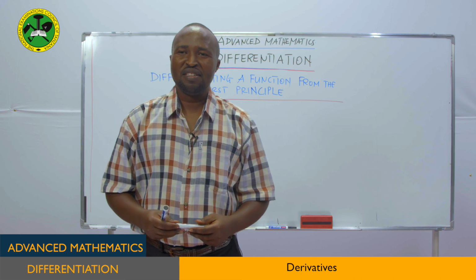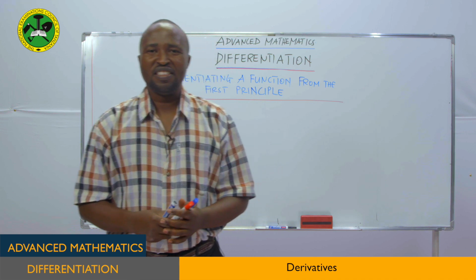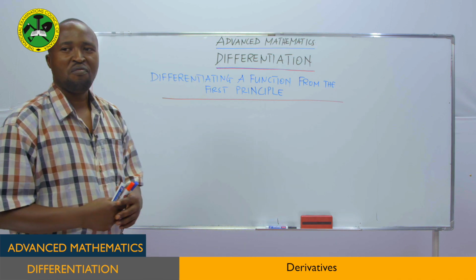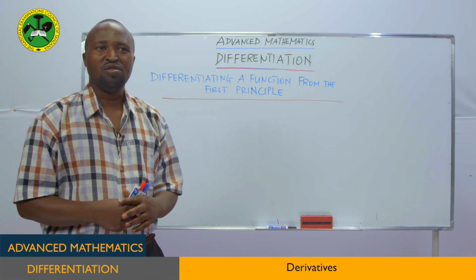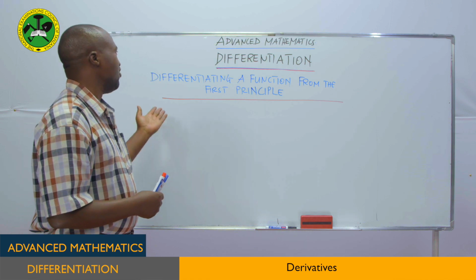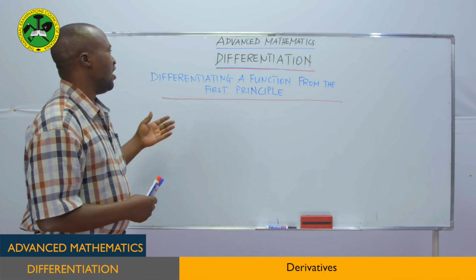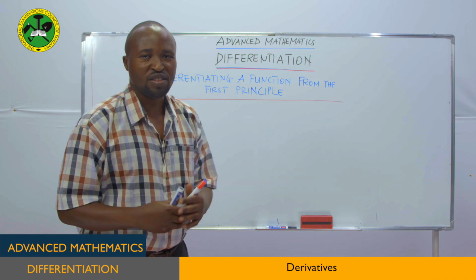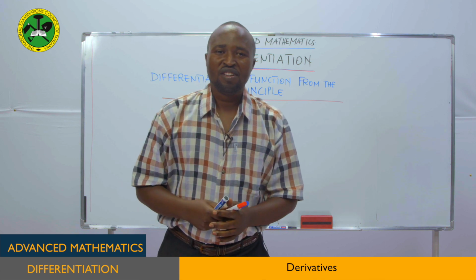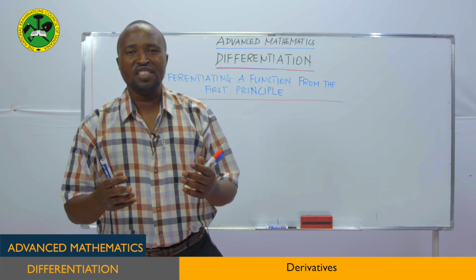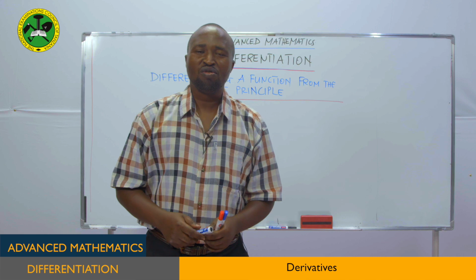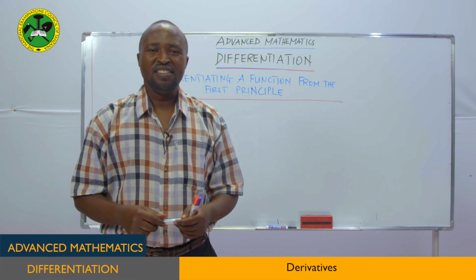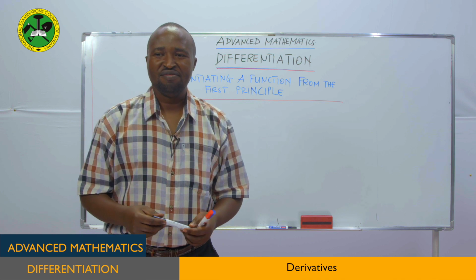I'm teaching advanced mathematics. This is part of a presentation with the topic of differentiation. In differentiation, we are going to see how to find the derivative of a function from the first principle. The first step, we are going to derive the general formula to find the derivative of a function from first principle, and later on we are going to continue with the review questions. Join with me till the end of this lesson.